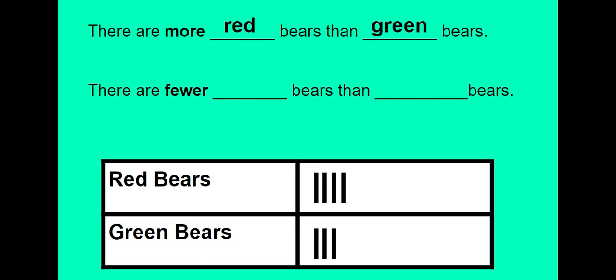So the fewer bears goes in that first blank. Which one has fewer, green or red? Great job. There are fewer green bears because there are only three green bears compared to the four red bears. So there are fewer green bears than red bears.